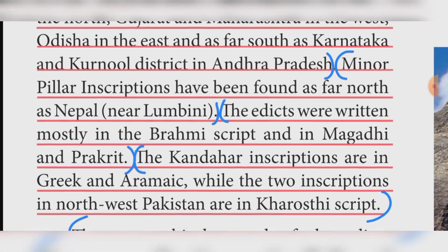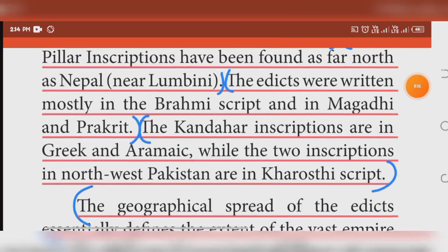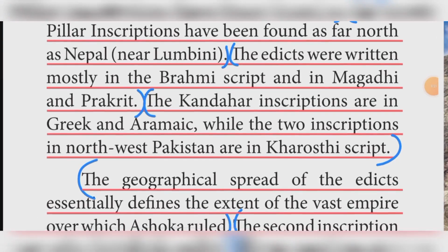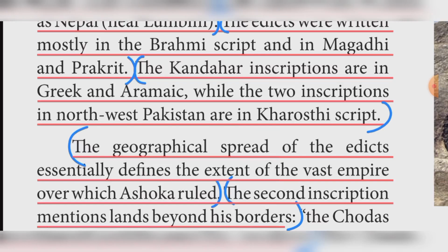The edicts were written mostly in the Brahmi script and in Magadhi and Prakrit. Next, the Kandahar inscriptions are in Greek and Aramaic, while the two inscriptions in northwest Pakistan are in Kharosthi script.